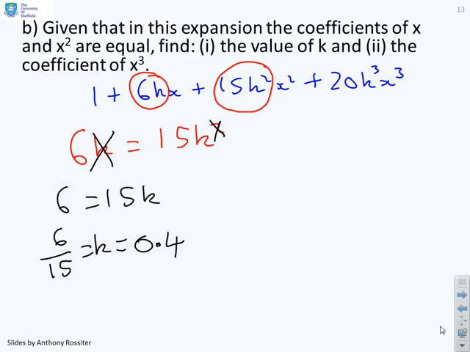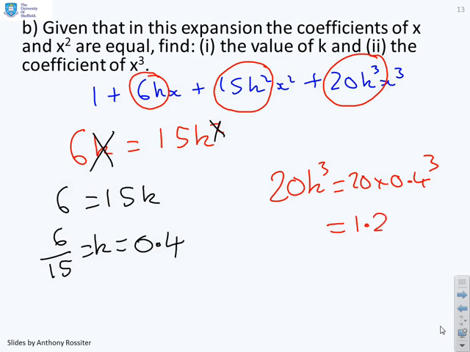And then it says find the coefficient of x cubed. Well, the coefficient of x cubed is clearly there, so what we're looking for is 20k^3 = 20 times 0.4^3, which is 1.28. You can do that in your head or calculator as you prefer.